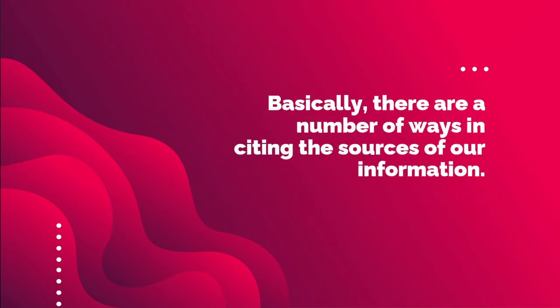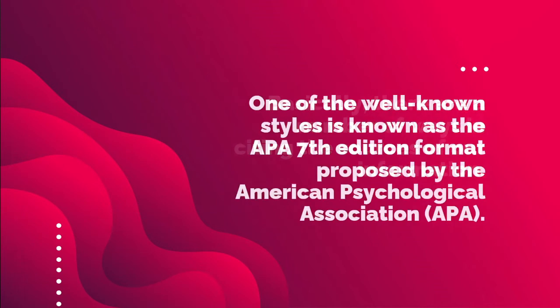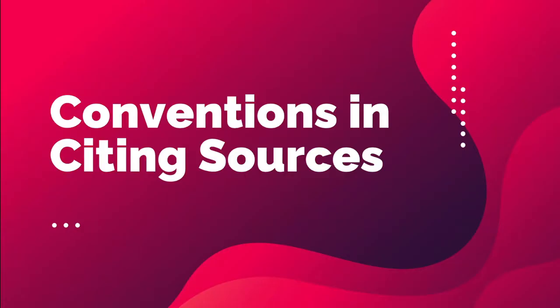Basically, there are a number of ways in citing the sources of our information. One of the well-known styles is known as the APA 7th edition format proposed by the American Psychological Association or APA. Today, our topic is conventions in citing sources.